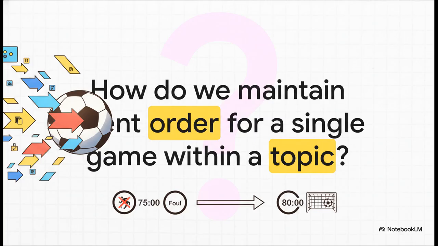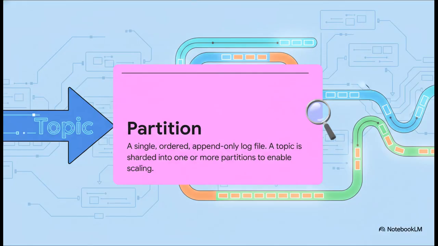This brings up a new question. If all the soccer events are just pouring into one topic, how do you make sure that a goal in the 80th minute is processed after a foul in the 75th minute for the very same game? All of a sudden, we've lost our guarantee of order. The answer is partitions. And what's really clever here is that partitions solve both the scaling and the ordering problems at the same time. A topic is split into multiple partitions, and you can think of each partition as its own perfectly ordered log file.